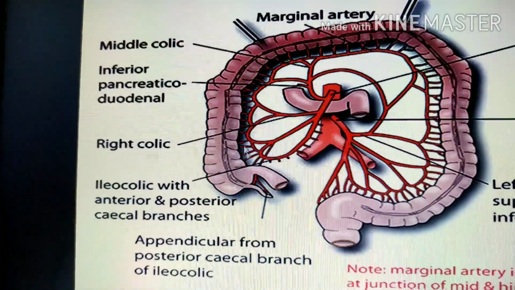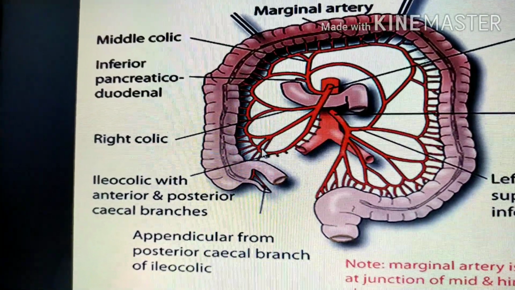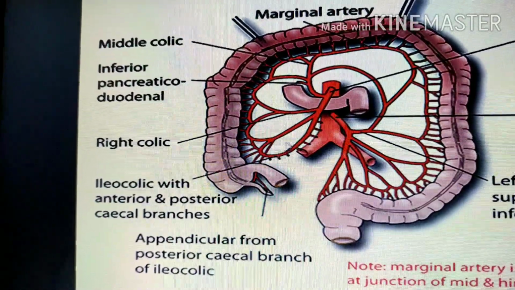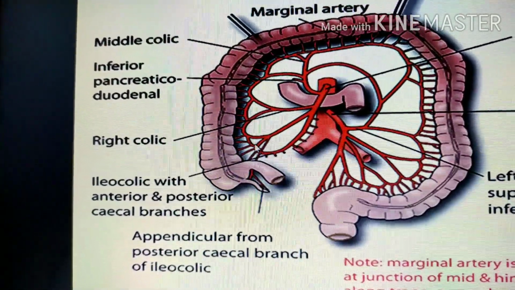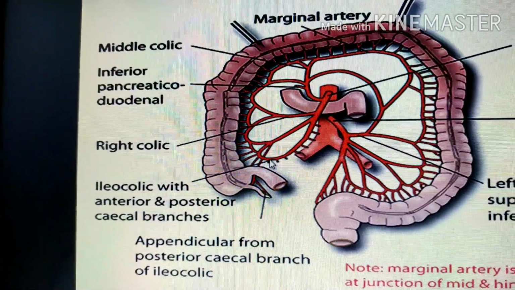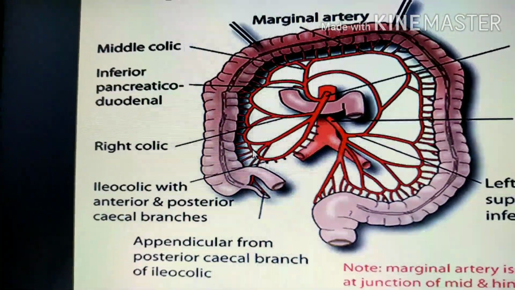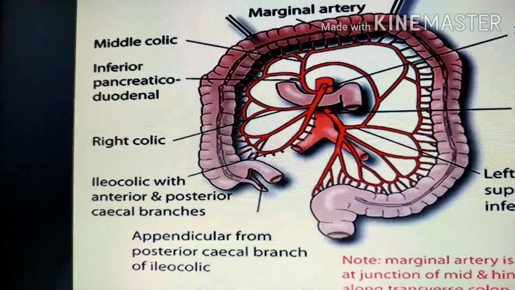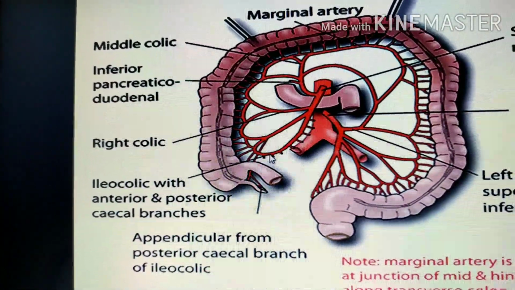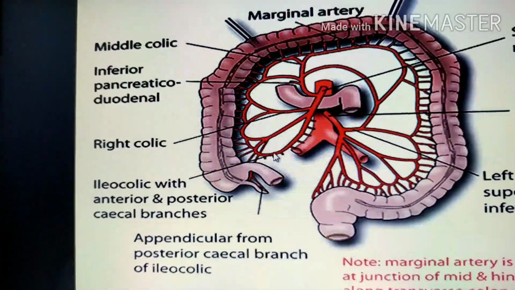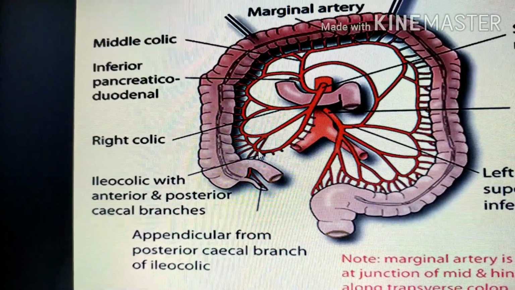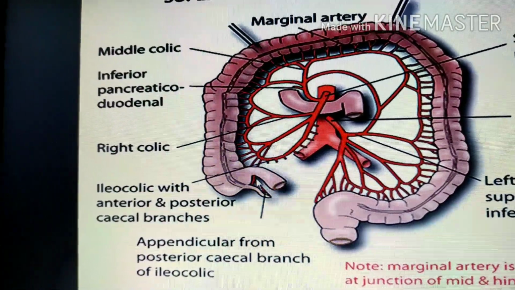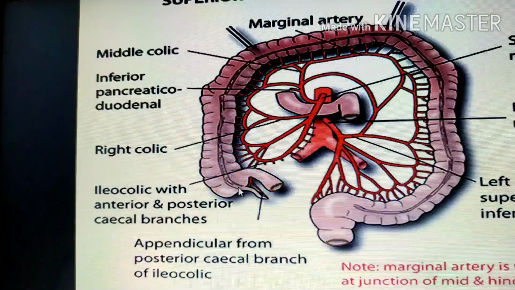Now coming to the ileocolic artery, which arises from the lower part of the superior mesenteric artery. This artery divides into an ascending branch and a descending branch. The ascending branch unites with the descending branch of the right colic artery, while the descending branch anastomoses with the terminal part of the superior mesenteric artery. Some of the descending branches also supply the ileum, cecum, appendix and ascending colon.